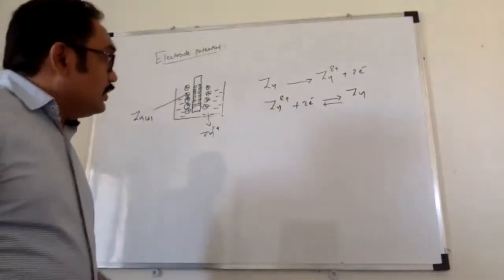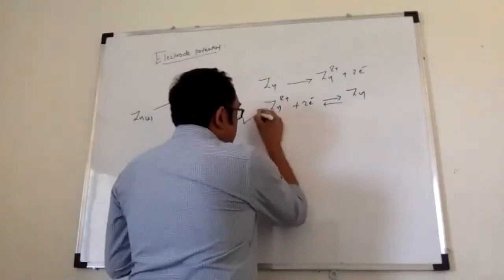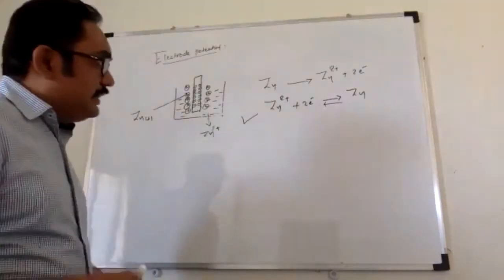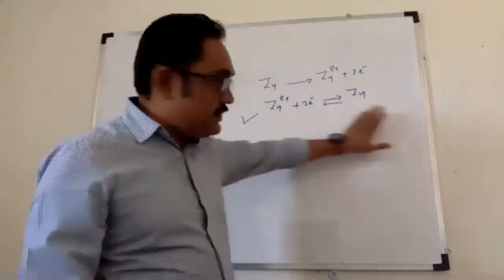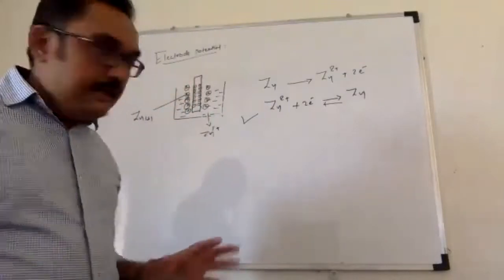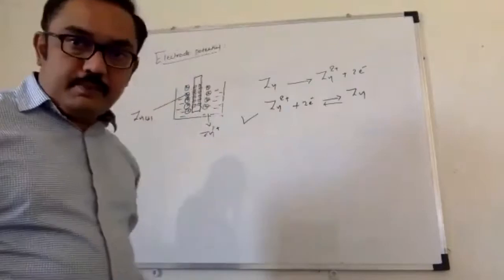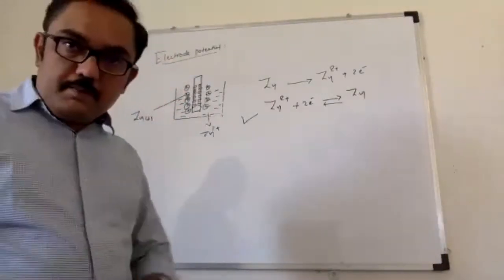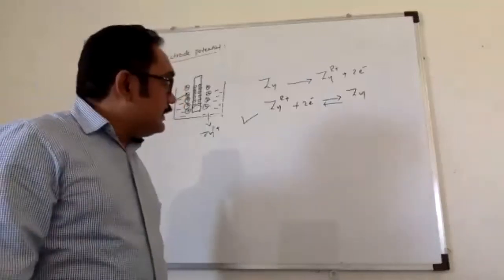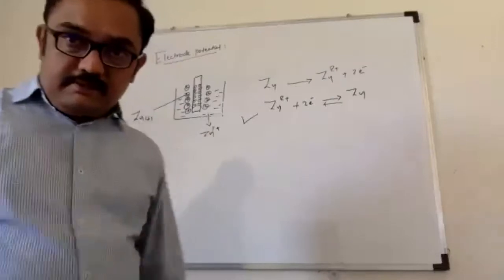Now look at this reaction. This reaction has two processes. One process is reduction, Zn2 plus going into Zn, and the other is an oxidation process. Both processes are in equilibrium. Now let's consider two cases.